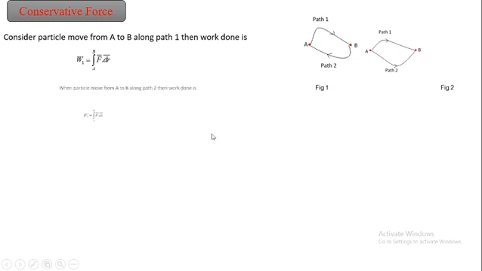Now if the particle moves from A to B but along the second path, then the work done is given by the same equation: integration with limits A to B, W2 is equal to F dot dr, but along path 2, so there is a W2.